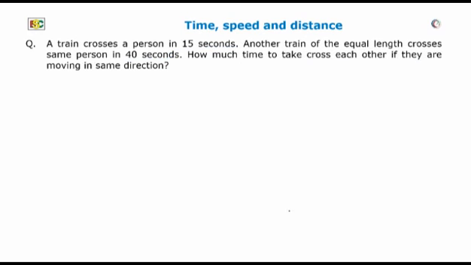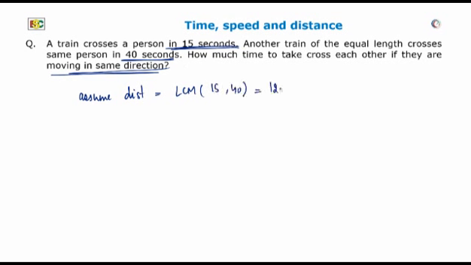Next question is, a train crosses a person in 15 seconds. Another train of the equal length crosses same person in 40 seconds. How much time will they take to cross each other if they are moving in same direction? Here again we will assume the total distance, and that will be equal to the LCM of 15 and 40, that is 120 meter.